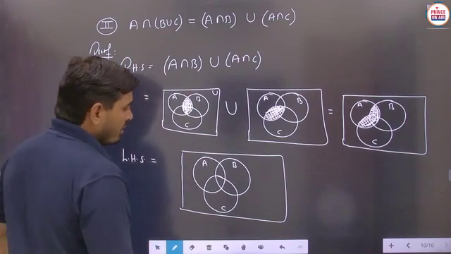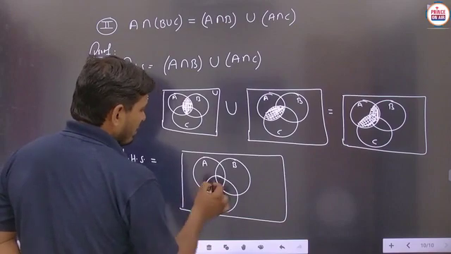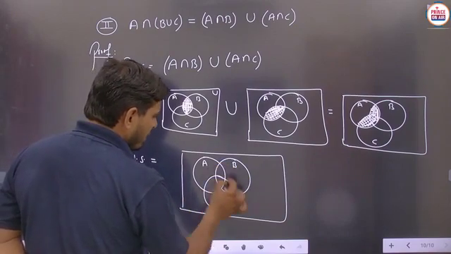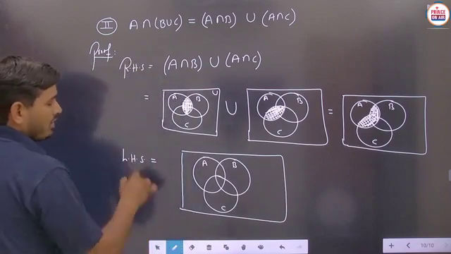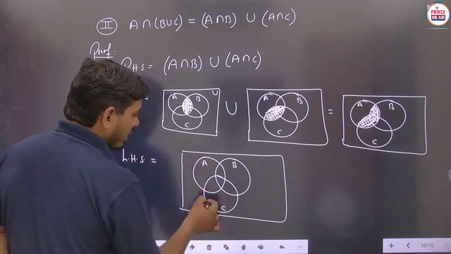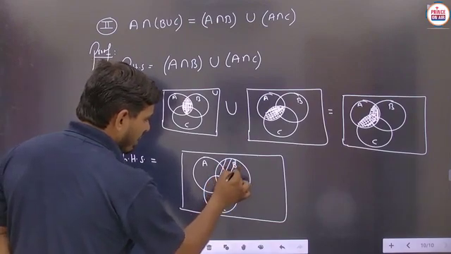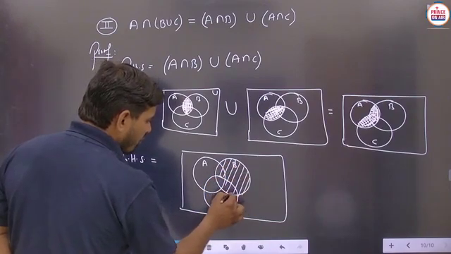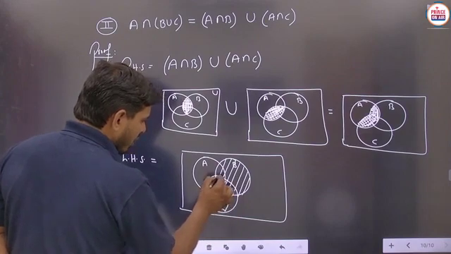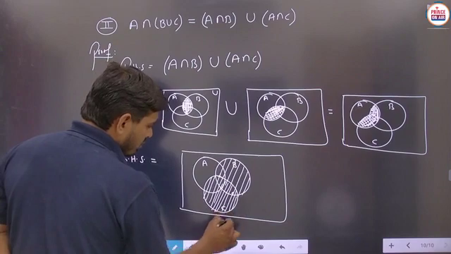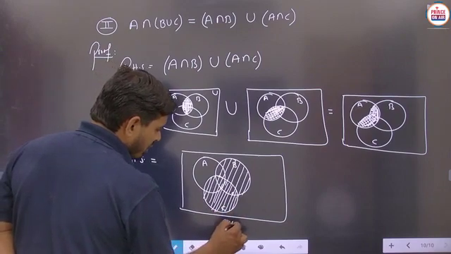So basically, students, B union C means we have to take all the part of B and all the part of C. Is it clear? Now suppose we take this part as B union C. So we have to make the diagram of B union C. We take all the part of B and C here. So this will represent the B union C.